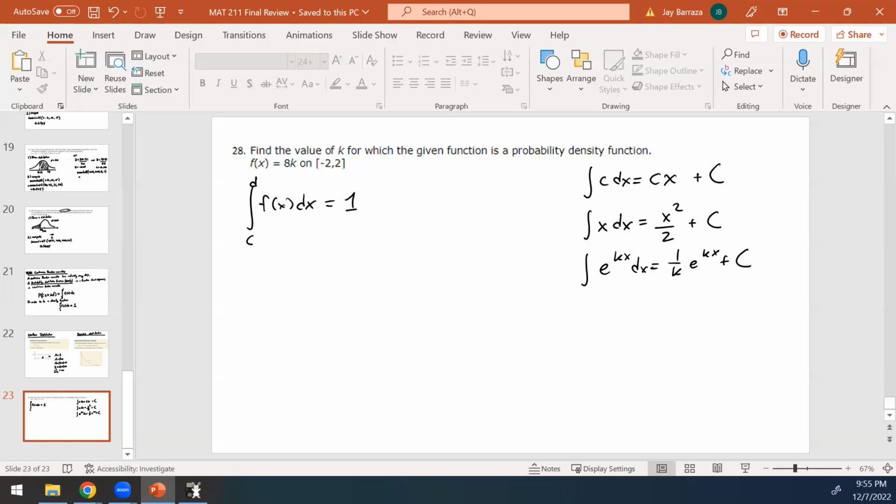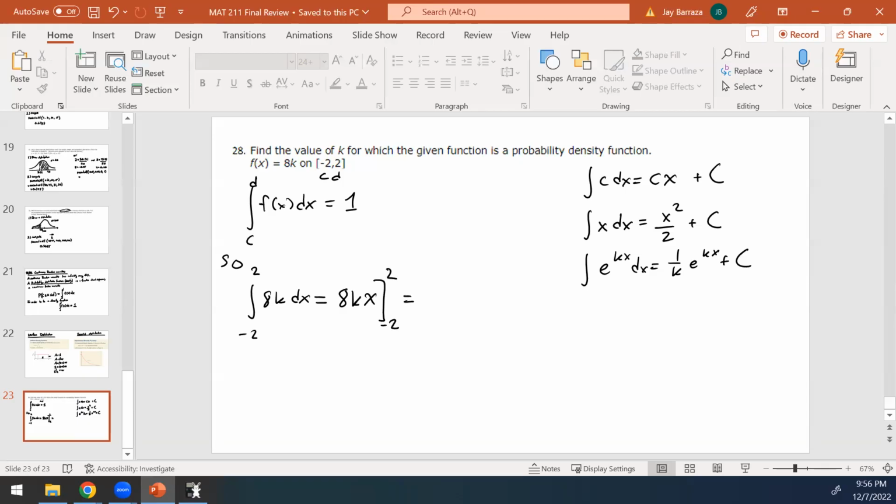Okay, so for this one, this is c and this is d. So the integral from -2 to 2 of 8k dx. Now here's the thing you have to remember. K is not a variable. K is a number. It is a constant. So you do not do k squared over 2. It's not k that's the issue. It's a number. Leave it alone. So this is going to be equal to 8k times x, because 8k is like the number 5 to me. And I'm going to go from -2 to +2.